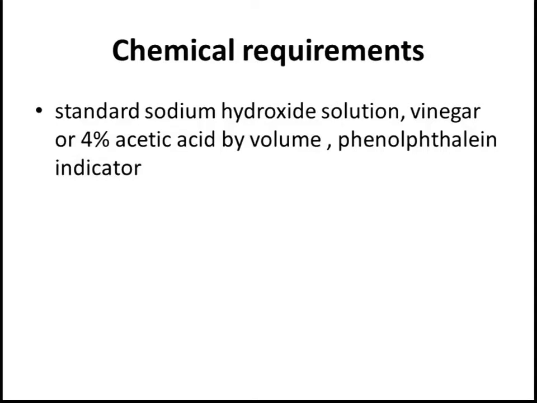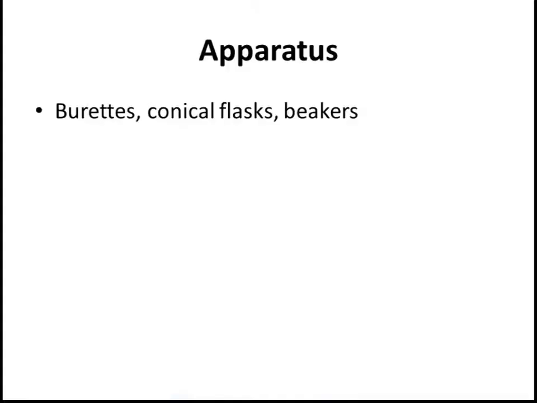What are the chemicals required for this experiment? You need standard sodium hydroxide solution. You need vinegar of 4% acetic acid by volume. And you need phenolphthalein indicator. The apparatus required for this experiment are your burette, your conical flask, and your beaker.